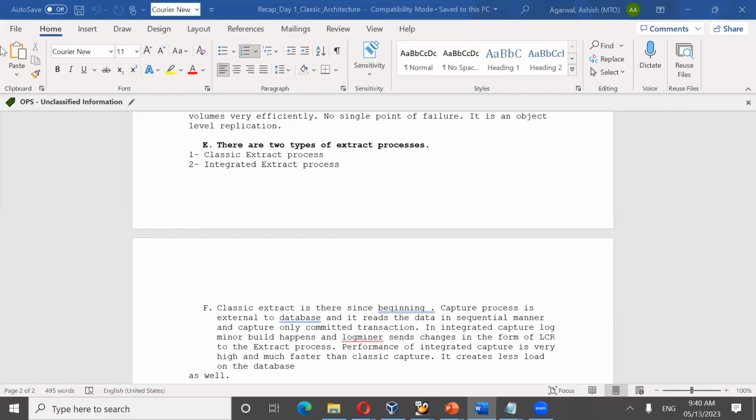Oracle has also introduced bidirectional automatic conflict detection and resolution in GoldenGate. So if any conflict comes, you will be able to detect it, and it will be resolved as well.